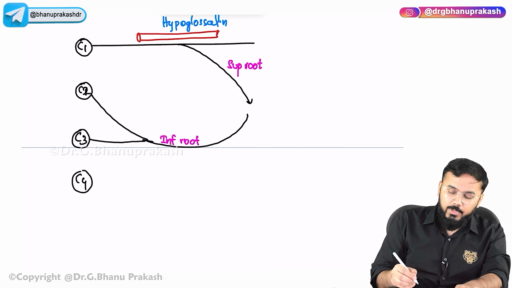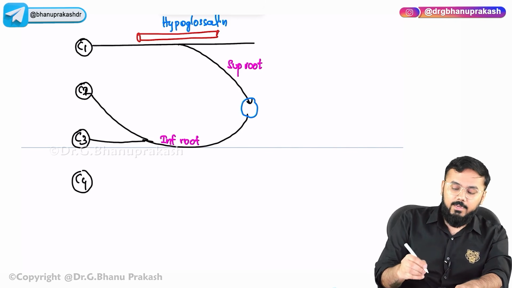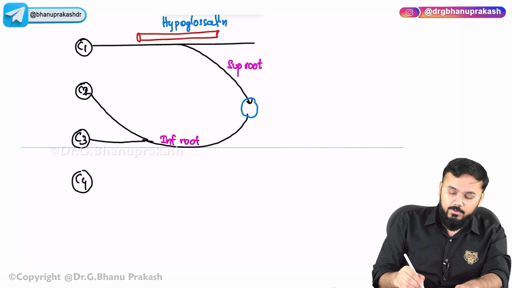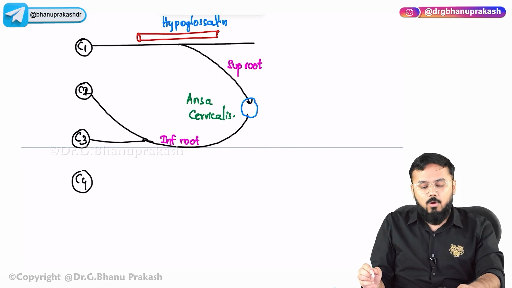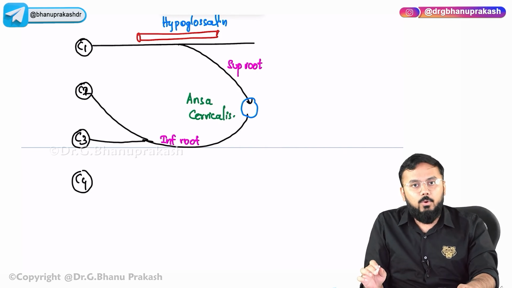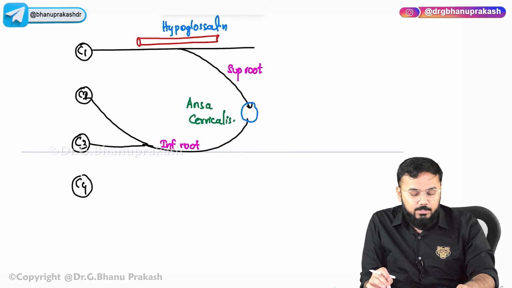Okay, so the superior root and inferior root join at this particular location, and finally this entire area, whatever circle is formed, is called the ansa cervicalis. So how is the ansa cervicalis formed? It is formed from a nerve that is running parallel to the hypoglossal nerve, the superior root, and the inferior root from C2, C3 together they form the ansa cervicalis.